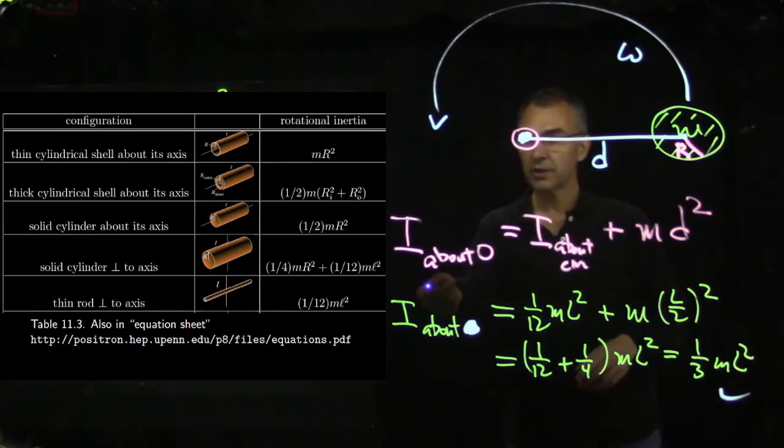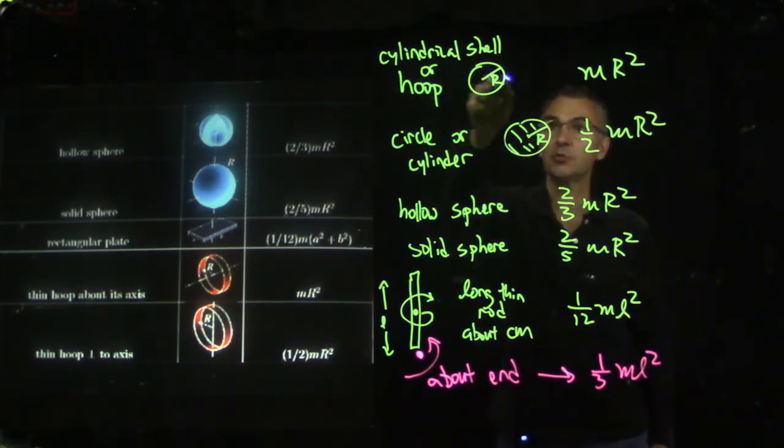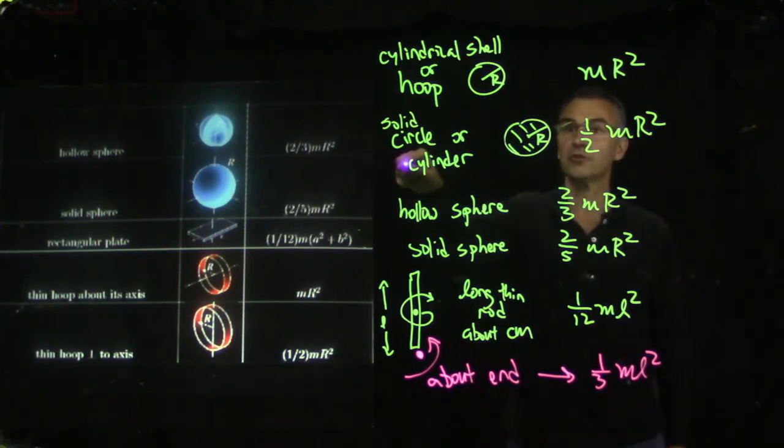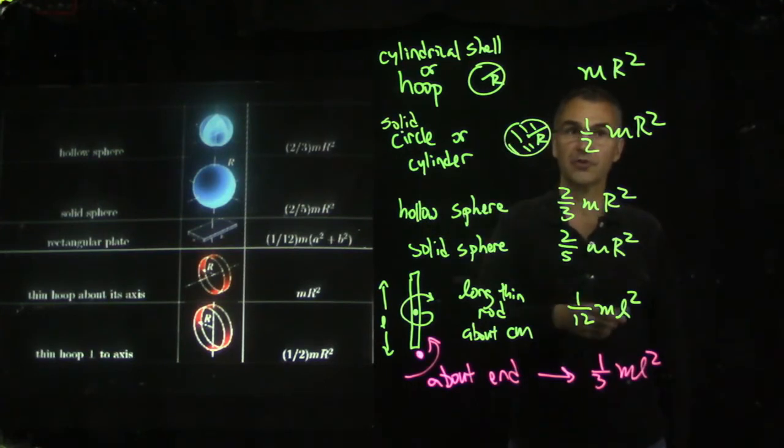By the way, the 1/12 ml squared result for the rod about its center of mass appears here in table 11.3 of the book, which is also reproduced in our equation sheet. I think you will usually just look these up, but these 6 cases basically cover everything you're likely to use often. A cylindrical shell or a hoop, where all the mass is out at radius r, is mr squared about this axis. A solid circle or cylinder is 1/2 mr squared. A hollow sphere is 2/3 mr squared. A solid sphere is 2/5 mr squared.